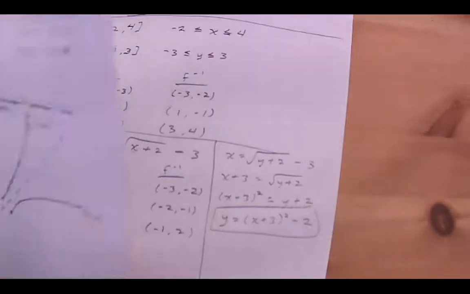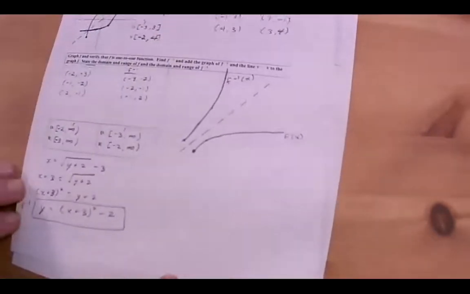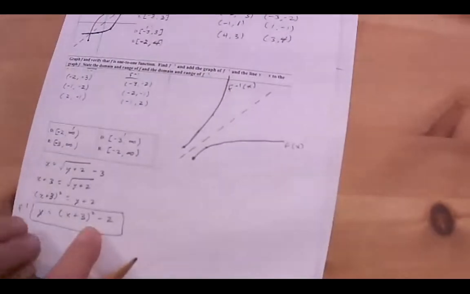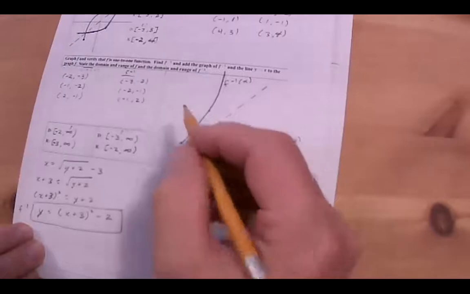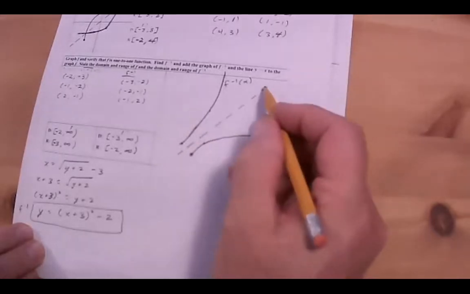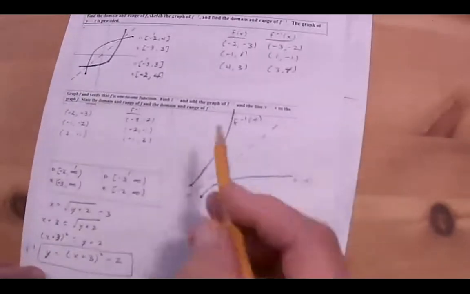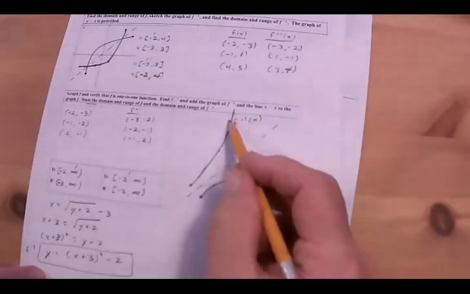Okay, well, so here's what I got. Here's my inverse, right? And here's my original function, f of x, mirrored across y equals x, is going to give me a function like this.